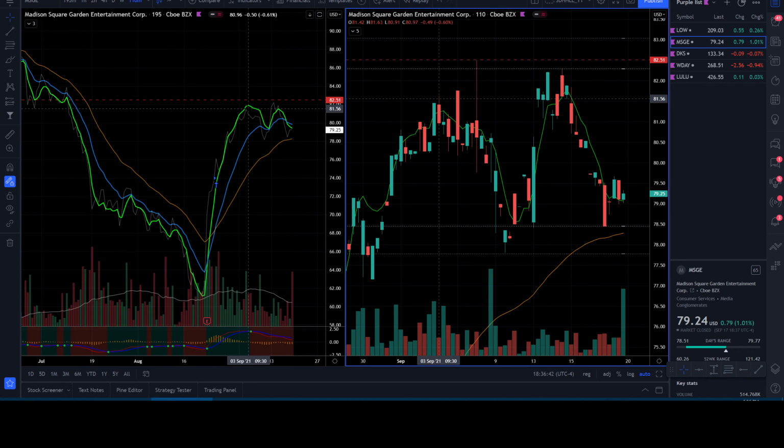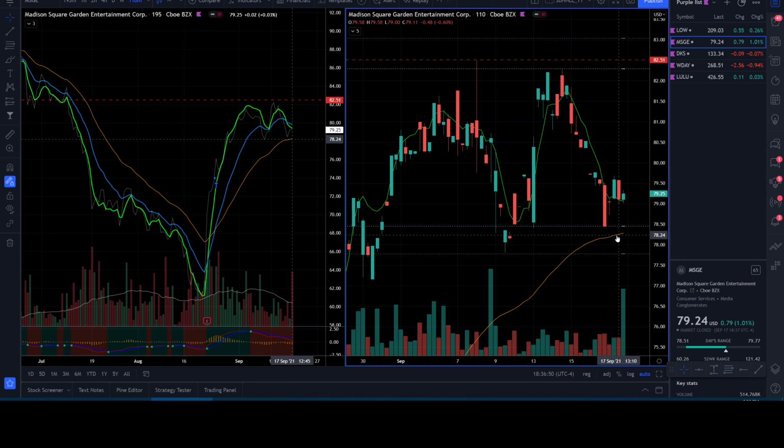Let's take a look at this one. Huge pop-up going sideways, still not able to break this point in here. It might go down, up. If it goes below this orange line, then it's a no-go. But if it goes above, yeah.